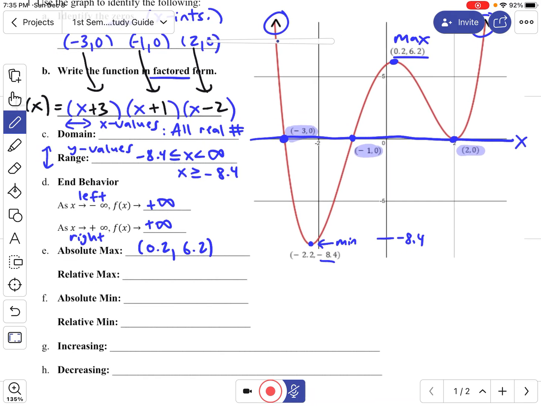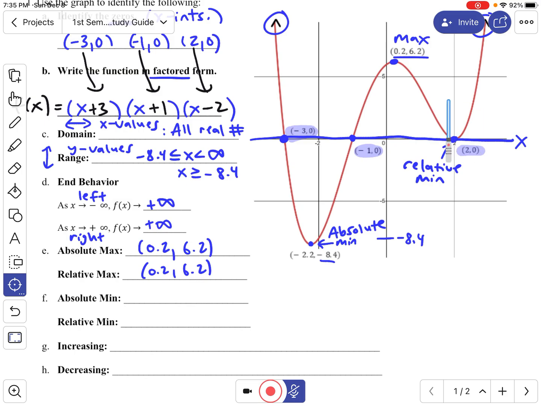There's no other bump going up and down besides this one, so there's no relative. We could basically say it's the same thing, though. That's totally fine. We could just write it as both. The minimum is, there's 2 minimums. There's this minimum, which is the absolute minimum, because that's the lowest. But then there's this one over here, that is the relative minimum, because it's relative to the left and right side. It is the lower point because it goes down and up from there. So that would be relative.